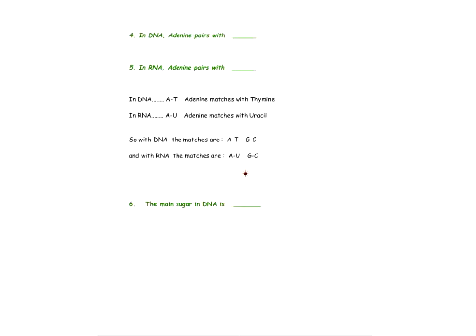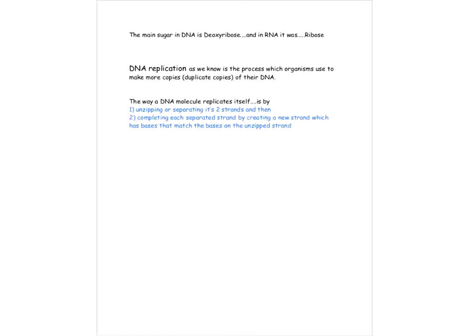Okay, now what is the main sugar in DNA? That's our next question. Well, it has to do with the D, right? What is it? It is deoxyribose, and again with RNA, it's ribose.